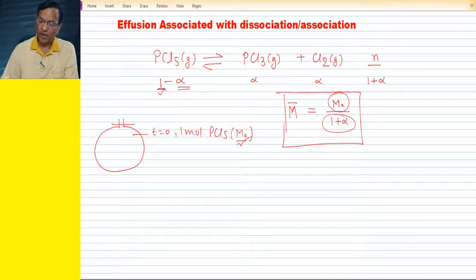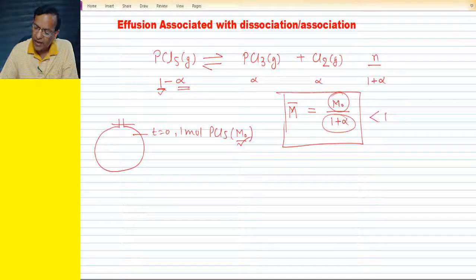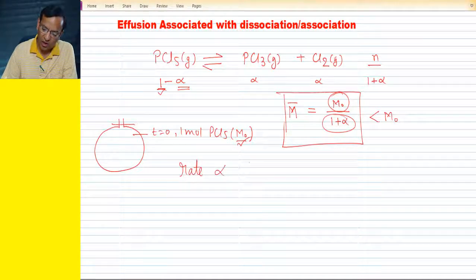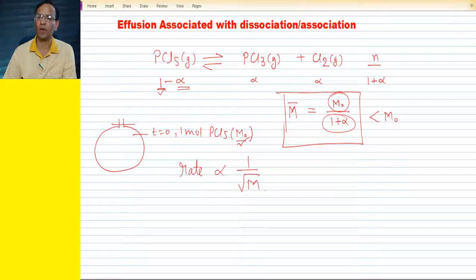So obviously this average molar mass will be less than m naught because the denominator is greater than 1, and we know that the rate of effusion is inversely related to the square root of molar mass. So due to this dissociation, molar mass is decreasing, so the rate of effusion will increase.